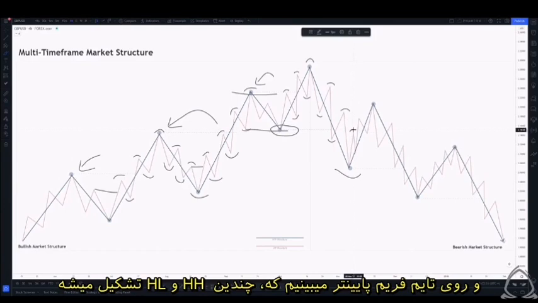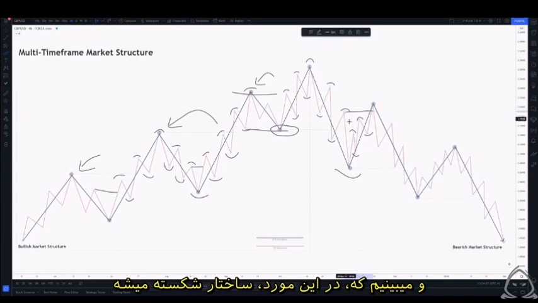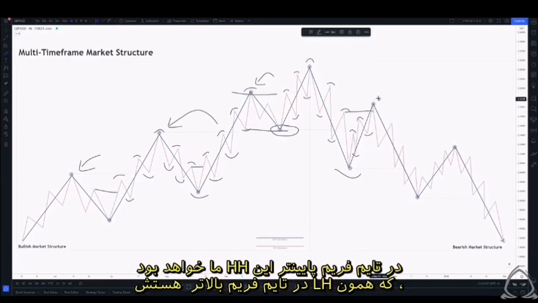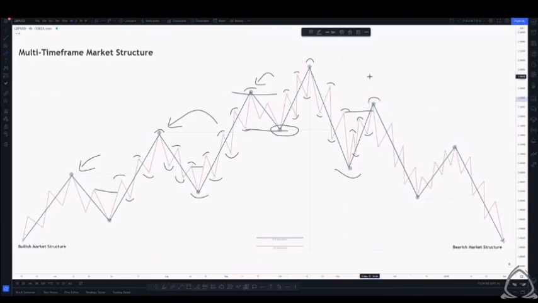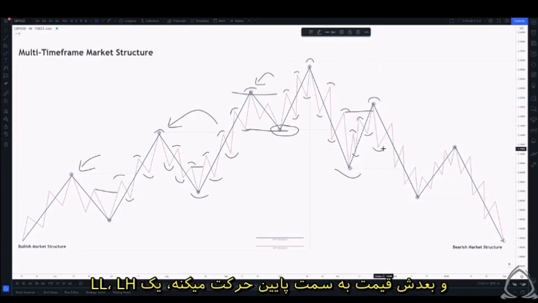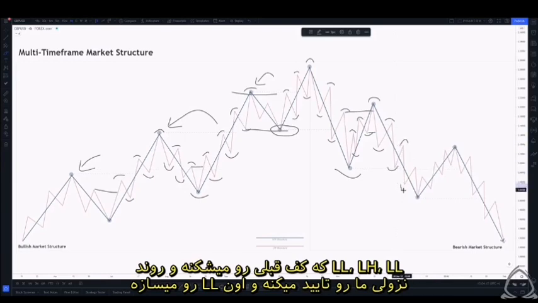And on the lower time frame, we can start to see that price is creating a series of higher highs and higher lows. And what we can see in this case, we would break this structure. This would be the higher high on the lower time frame, which would form our lower high on the higher time frame. And then what we can see is price then starts to move back to the downside. We create a lower low, create a lower high, a lower low, a lower high, a lower low that breaks this previous low, confirming our bear trend, creating that lower low.